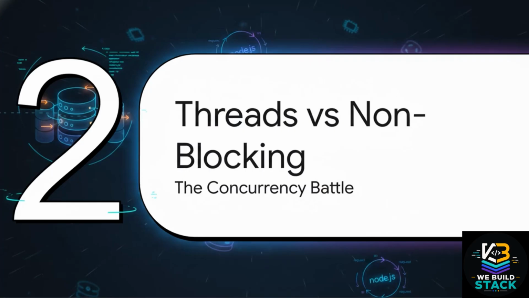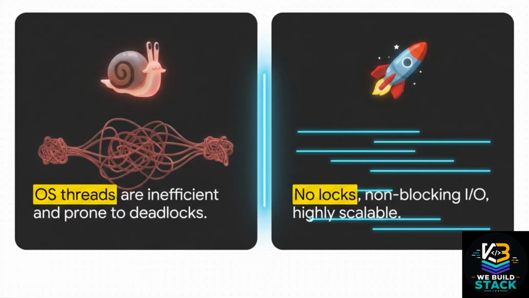All right, moving on to Section 2, Threads versus non-blocking, the concurrency battle. And this brilliantly illustrates the great divide in backend engineering. Think of traditional OS threads like a restaurant where a chef takes an order, waits completely idle while it cooks, and then serves it before ever taking the next order. I mean, it's inefficient and super prone to gridlock, right?